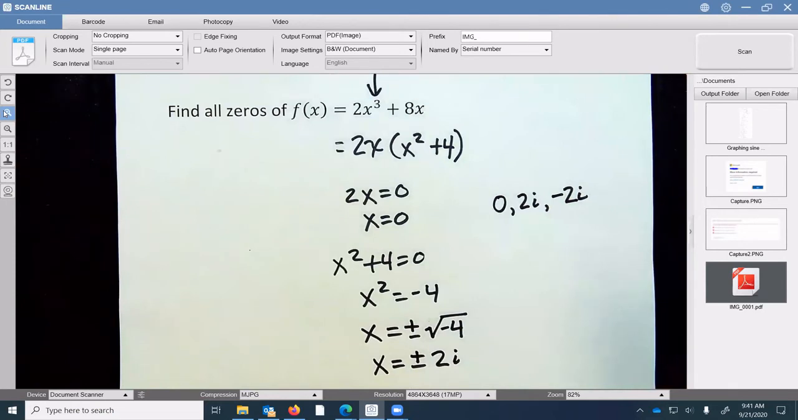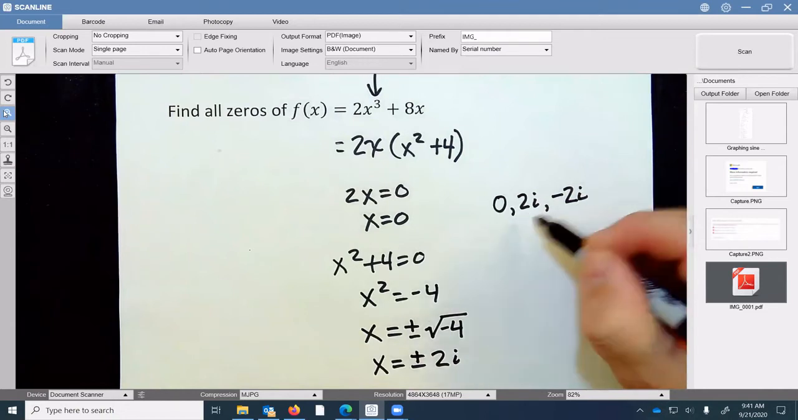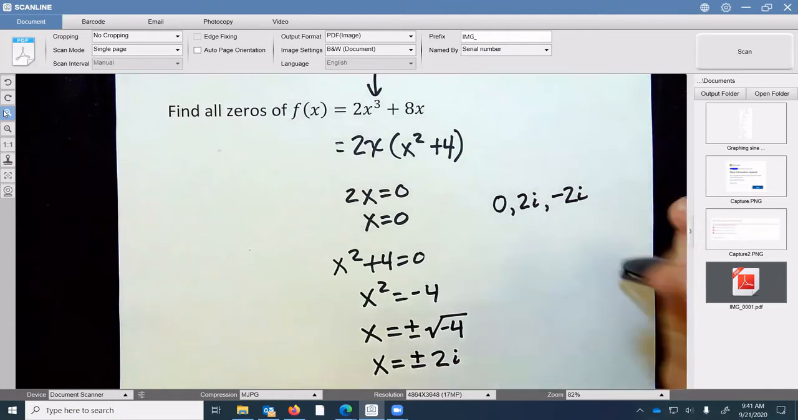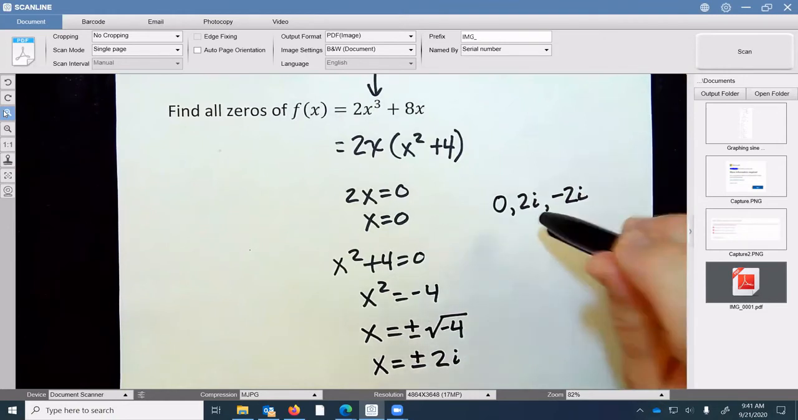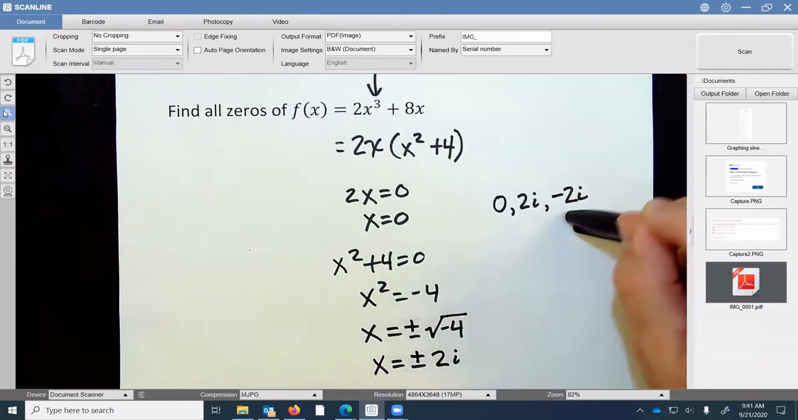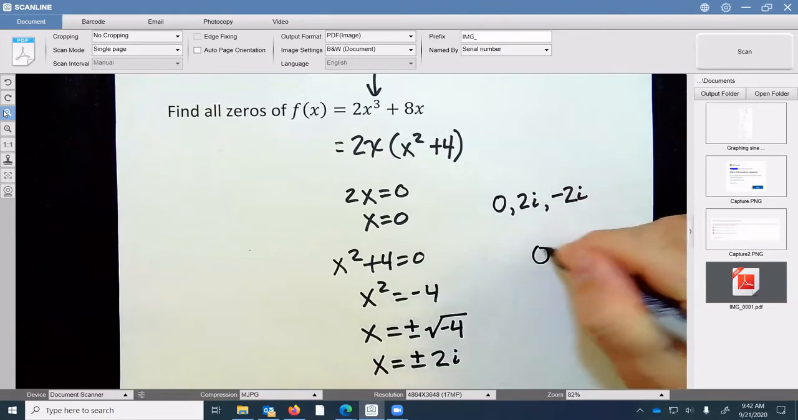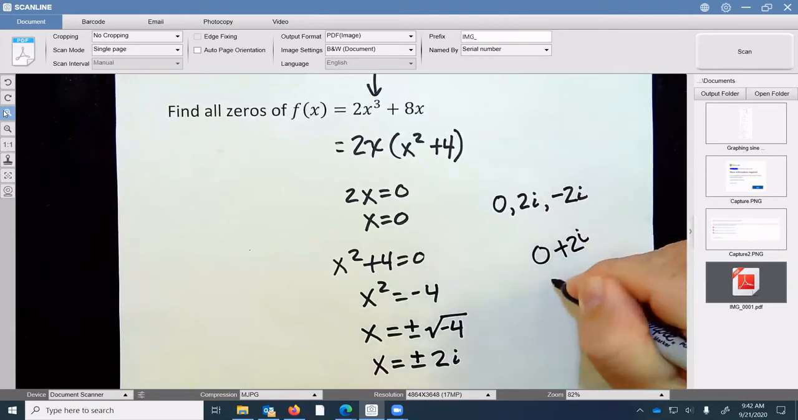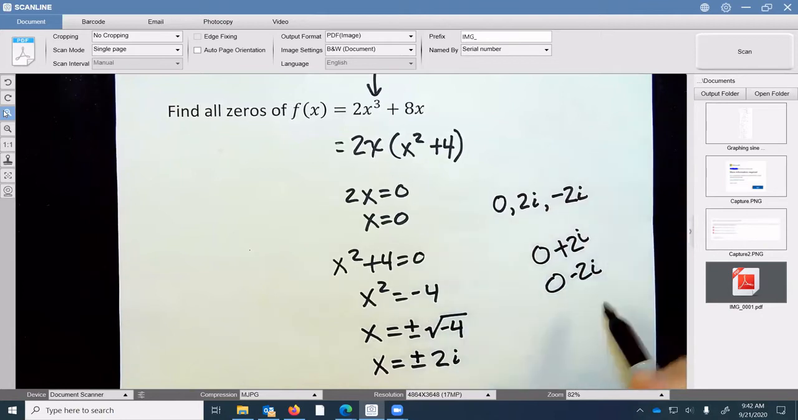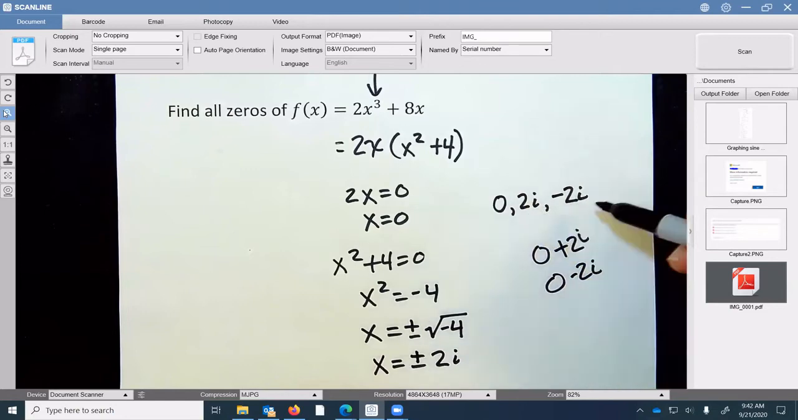All right. Now, 2i and negative 2i, we had a term for those last week. What do we call those? Well, yes, they're both imaginary. Well, how are they related? Maybe if I write them like that. How are they related? Starts with a C. Yeah, they're conjugates. So they're conjugates of each other. So two of the zeros we found are conjugates of each other.